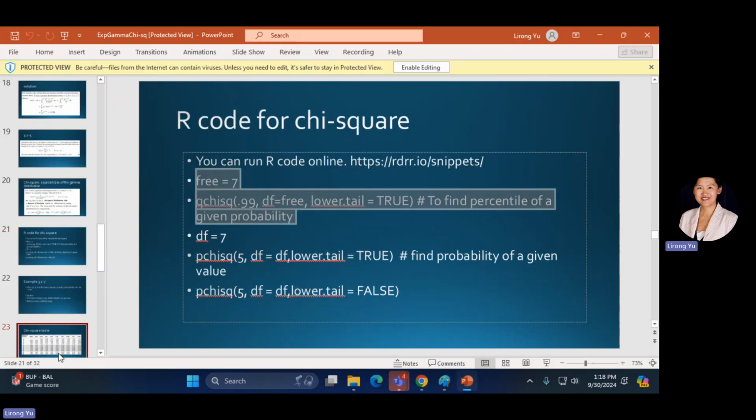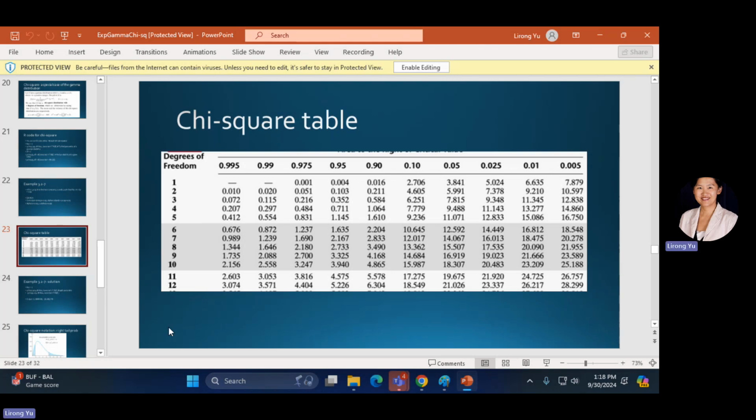Bring up the table. Degree of freedom equal to 7, and we're going to go to 99%. This table only shows you the right tail percent. You want a cumulative 99%, so the right tail should be 0.01, and that gives 18.475. So you have to realize R is different from most chi-square tables.